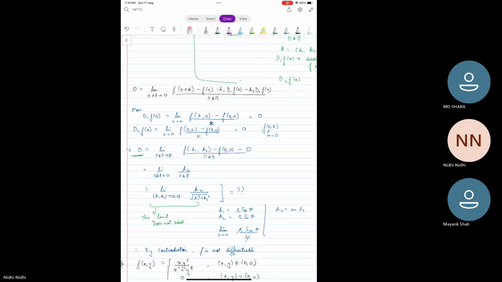Ma'am, in the Stone-Weierstrass theorem, I don't understand the term "separate points" in the third condition. Okay, I'll start with the explanation of that theorem in the next class. Then we'll continue with this differential calculus.